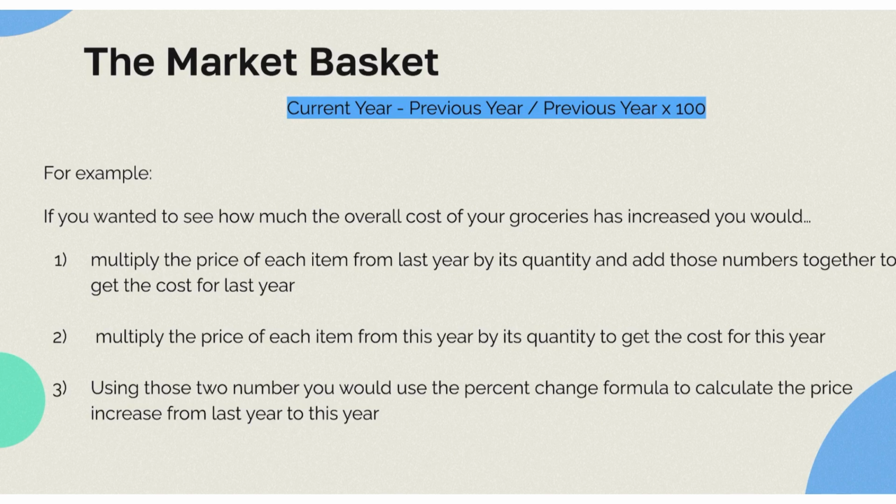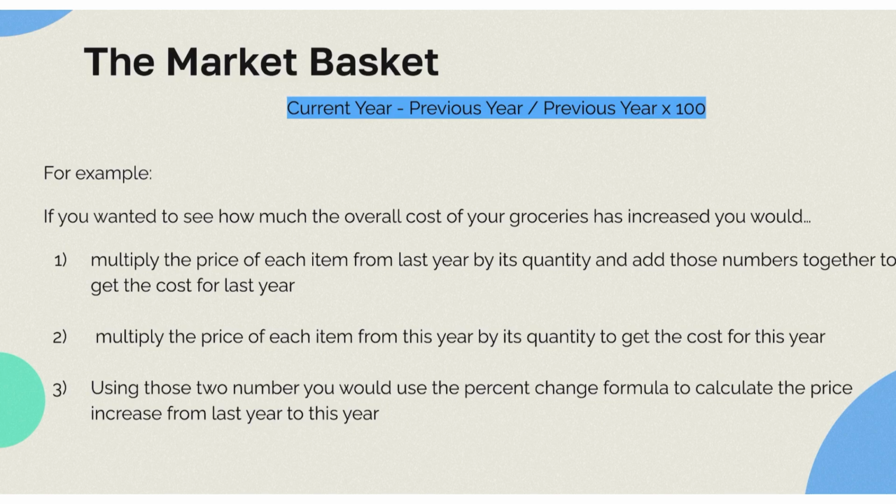And then for the market basket, to calculate it, you use something called the basket approach, which gives us a single number to measure how much your total costs rise over time. And you use the percent change formula, essentially, which is listed at the top. It's the current year minus previous year over previous year times 100.